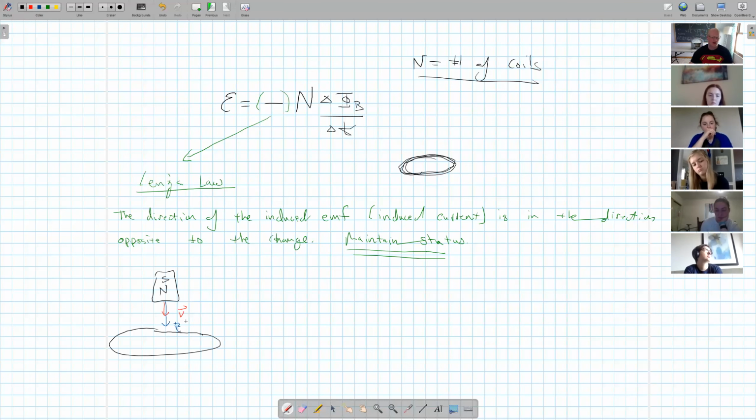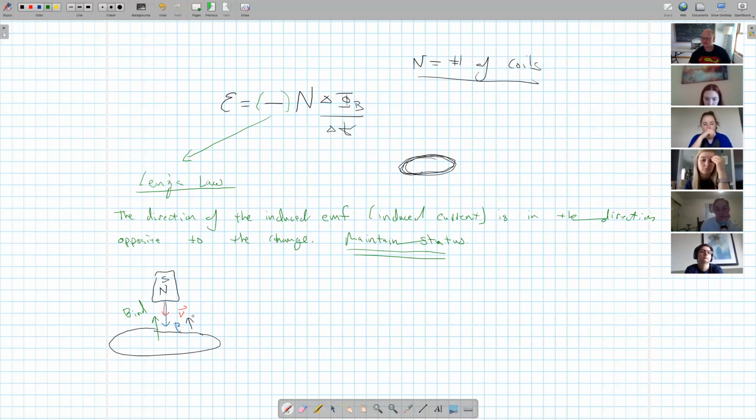So what does that mean? That means that as this magnetic field here is increasing, so this magnetic field is getting stronger since the velocity is in the same direction, this guy now wants to make his own magnetic field. He wants to induce his own magnetic field, which is in the opposite direction as the external magnetic field, which is then going to cancel the change.